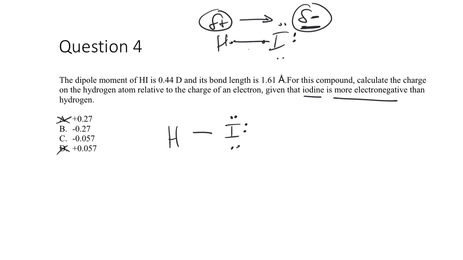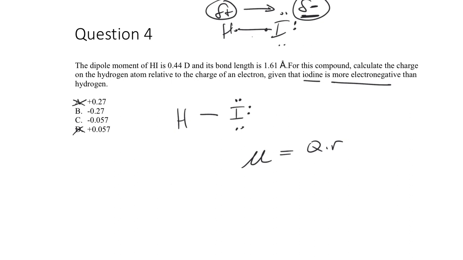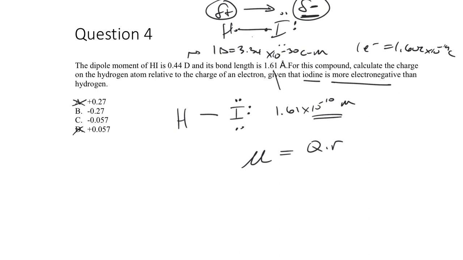The way we can calculate charge is through the dipole moment mu. It's equal to Q times R. The only issue is that we have some non-SI units that are often used. We often use bond lengths in angstrom, where this is 1.61 times 10 to the minus 10 meters in SI units. And 1 debye is equal to 3.34 times 10 to the minus 30 coulomb meters, where the charge of 1 electron is 1.602 times 10 to the minus 19 coulombs. These are usually given. They're on my practice quiz sheet. They'll be on the test somewhere if you have to do a problem like this.